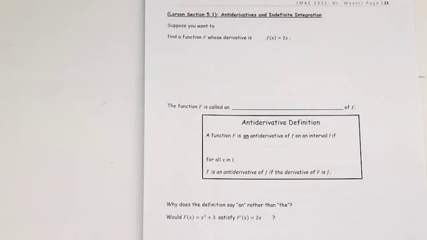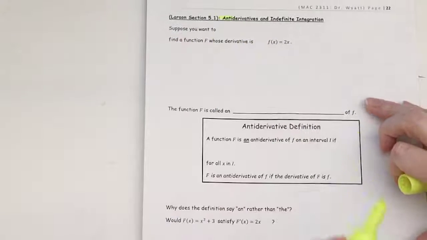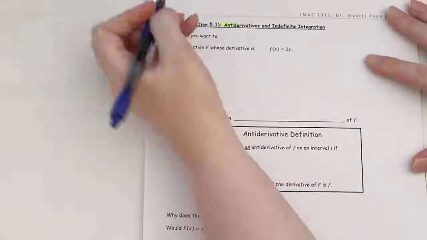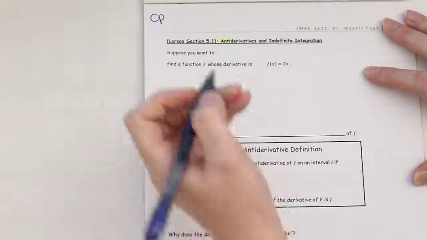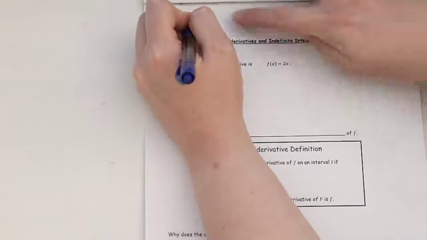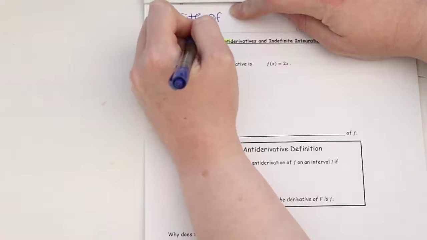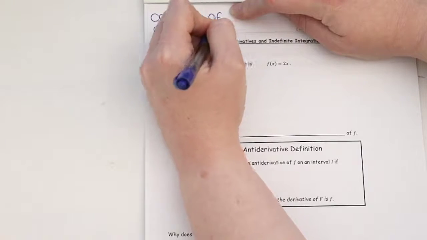So from the previous page, we know that there is a need to go backwards, and the way that we're going to go backwards is through what we call an antiderivative. Anti means against. So when you think about this antiderivative, I want you to think about it as the opposite of differentiation. So you're going backwards, opposite of our differentiation.